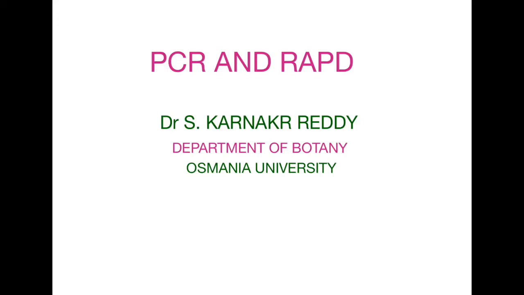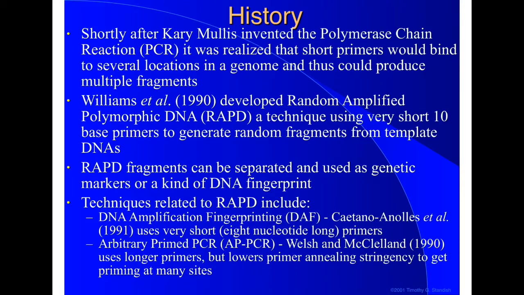PCR and RAPD. The PCR technique was developed by Kary Mullis. It is known as the polymerase chain reaction. It was realized that short primers would bind to several locations in a genome and thus could produce multiple fragments. Williams et al., 1990, developed the random amplified polymorphic DNA, RAPD, a technique using very short 10 base primers to generate random fragments from template DNA. RAPD fragments can be separated and used as genetic markers, a kind of DNA fingerprint.